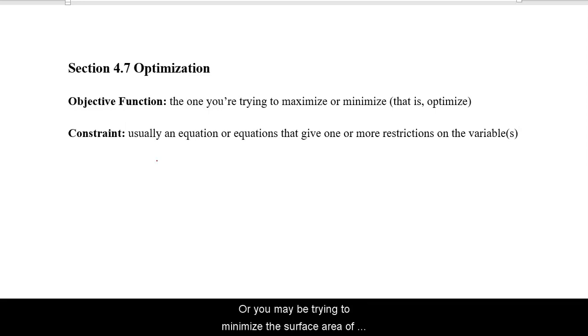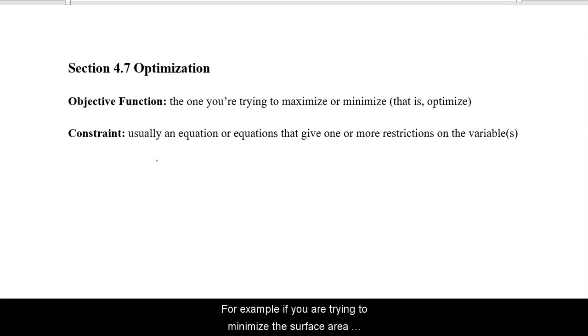Or you may be trying to minimize the surface area of the can because that minimizes the materials needed and that would minimize cost. So the objective function is the one that you're targeting, the one that you're trying to make as large as possible, such as volume or area, or as small as possible, such as surface area or cost.